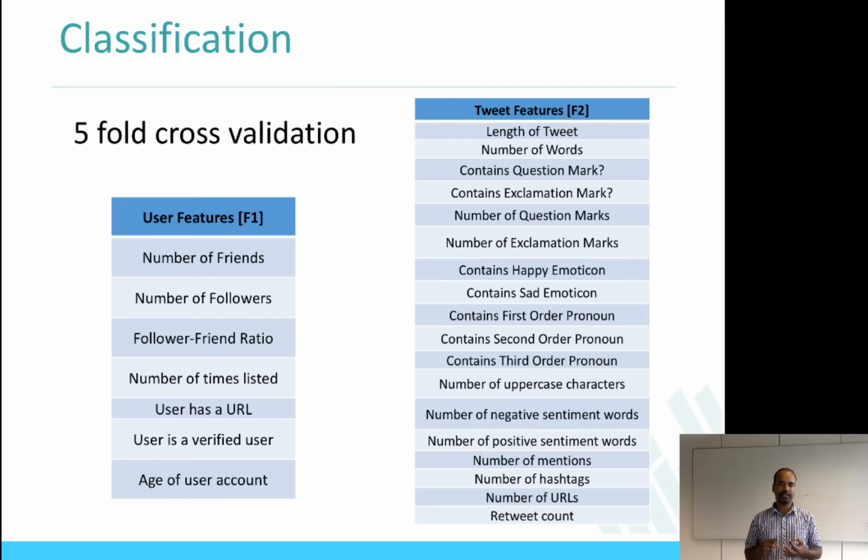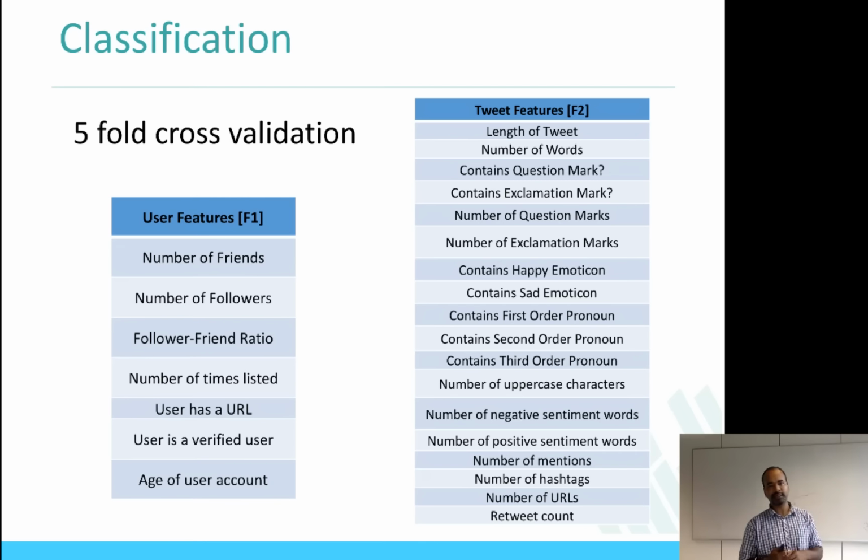So: length of the tweet, number of words in the tweet, contains question mark, contains exclamation mark, number of question marks, number of exclamation marks, contains happy emoticon, contains sad emoticon, and things like that. These are the different features that you can draw from tweets, along with the features I told you about earlier, which were user features.